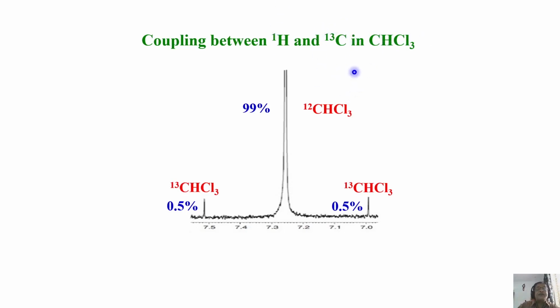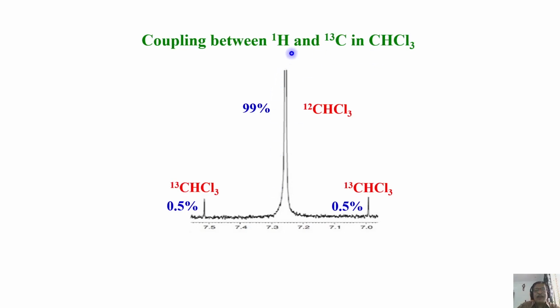Carbon has two isotopes, carbon-12 and carbon-13. The abundance of carbon-13 is only 1%, as I have been telling you. So if I take 100 molecules of CHCl3, only one molecule is carbon-13. Remember, in the carbon-13 spectrum analysis, I discussed this in depth, this abundance factor. So one molecule will exist as carbon-13, and 99 molecules among 100 will exist as carbon-12.